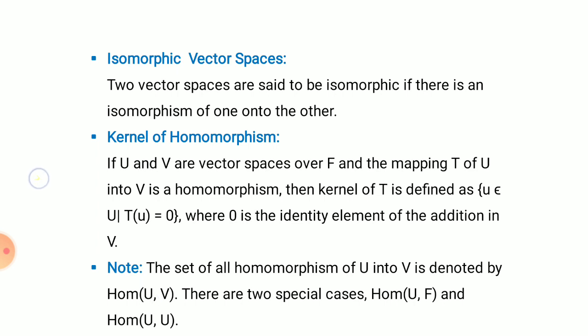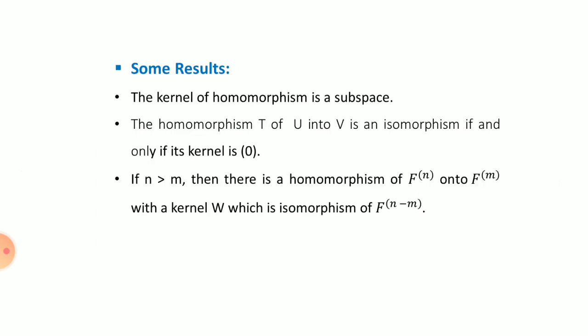Then Hom(U,V) means the set of all homomorphisms from U to V. Hom(U,F) means the set of all homomorphisms from U to F, and Hom(U,U) means the set of all homomorphisms from vector space U to itself. And then the kernel of homomorphism is a subspace. Next result, the homomorphism T of U into V is an isomorphism if and only if its kernel is 0. And the third result, if n is greater than m, then there is a homomorphism of F^n onto F^m with the kernel W, which is isomorphic to F^(n-m).